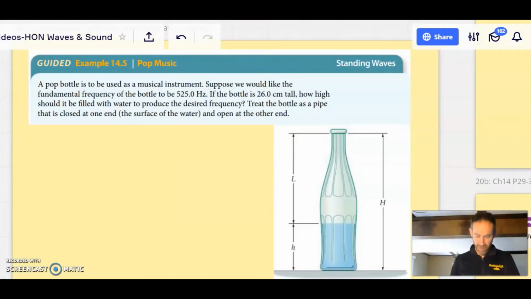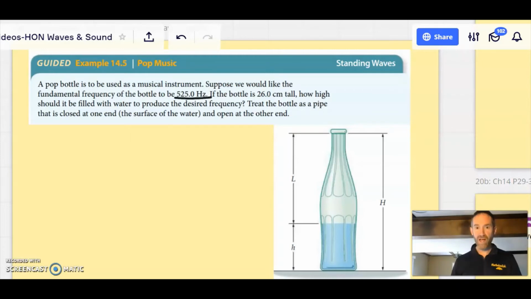On example 14.5, you're going to use this bottle as a musical instrument, and you want to put enough water in this so that when you blow across the top, it makes a sound that has a frequency of 525 hertz. So the bottle's 26 centimeters tall, and most of us don't have the ability to make a bottle any size we want, at least the glass part, but we can fill the bottom of it with water, and that's just as good. And so it's 26 centimeters tall.